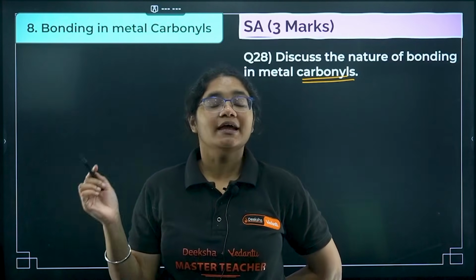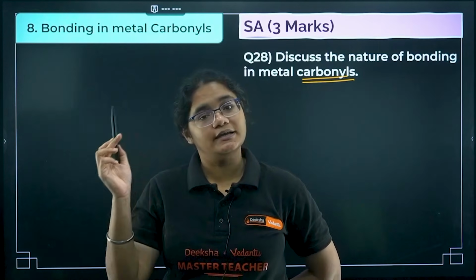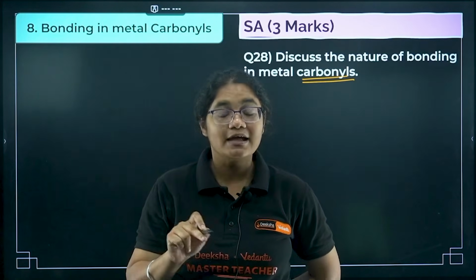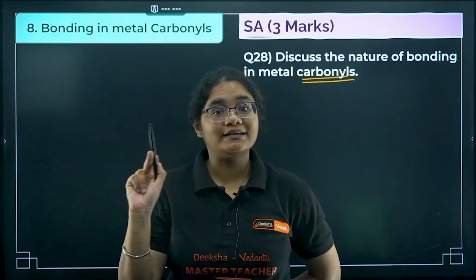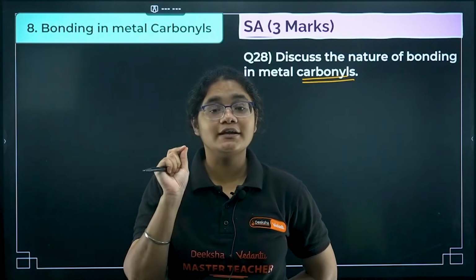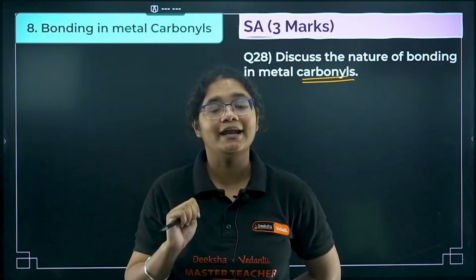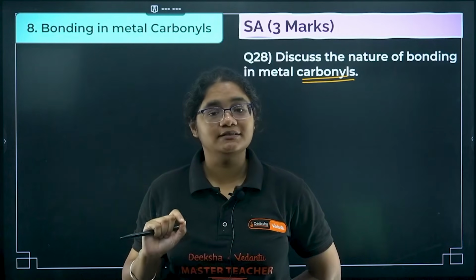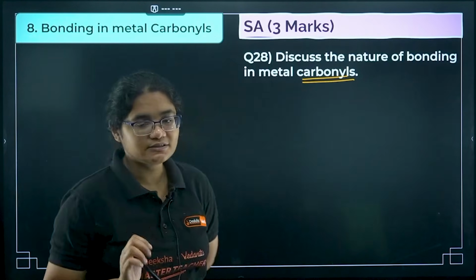What is special? In the case of carbonyl, the ligand donates electrons to the metal, and at the same time the metal donates electrons to the ligand. So there is a double bond formed between metal and ligand: there is a sigma bond as well as a pi bond. That we have to explain in this question.